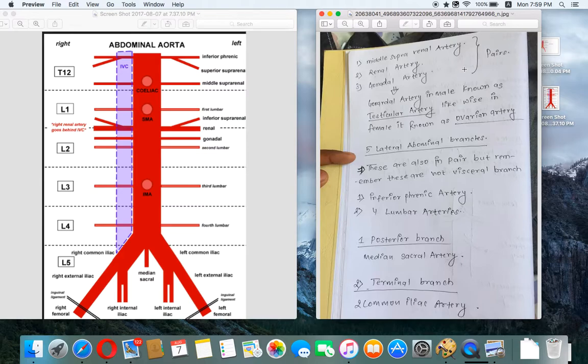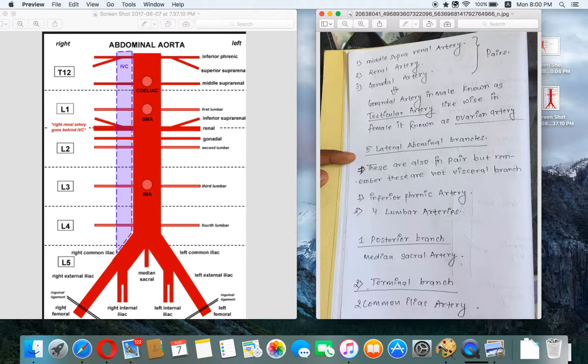Now we come to the fourth thing. We have to know the very first one is the abdominal aorta. The second is anterior visceral branch of abdominal aorta. The third one is lateral visceral branch of abdominal aorta, and the fourth thing we have to remember is lateral abdominal branches. These are not related to visceral organs, but are lateral abdominal branches only. These are five in number.